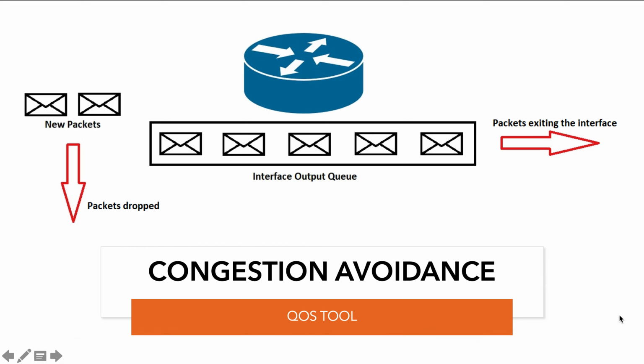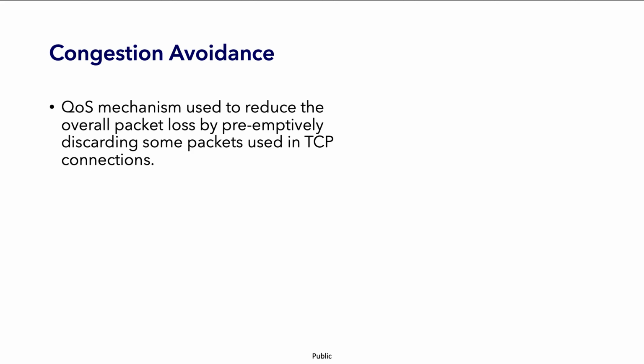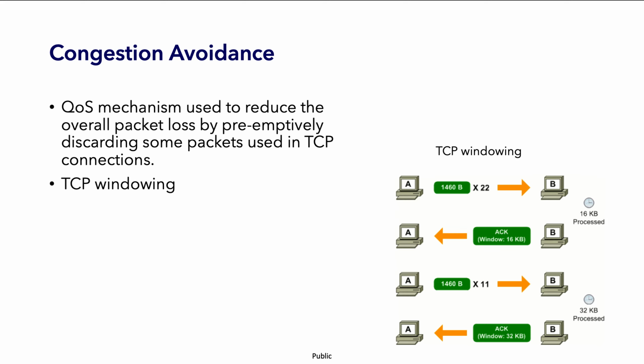Hello everyone. In this session of CCNA series, I will discuss congestion avoidance. Congestion avoidance, also known as CA, is a QoS mechanism used to reduce the overall packet loss by preemptively discarding some packets used in TCP connections. To understand how it does, we need to first understand how TCP windowing works.